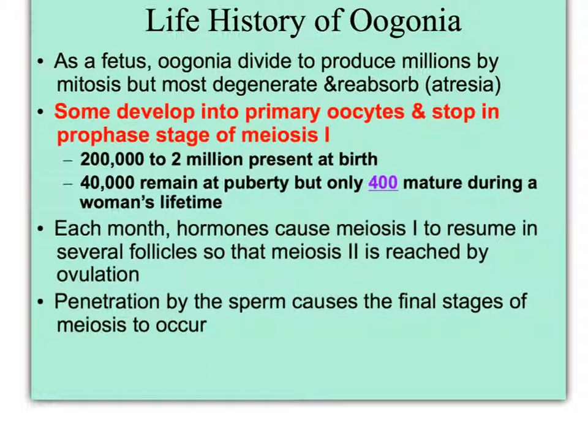Now, if you compare that to the numbers that we get with sperm, we're making 300,000 a day. So you can see that it's a little more about quality rather than quantity with the ovary. That doesn't mean they can't still have mutations, but the female version of gametogenesis is very different. So hormones are what causes meiosis 1 to jumpstart every month. And that final stage of meiosis doesn't even occur unless there's a sperm that penetrates the egg.